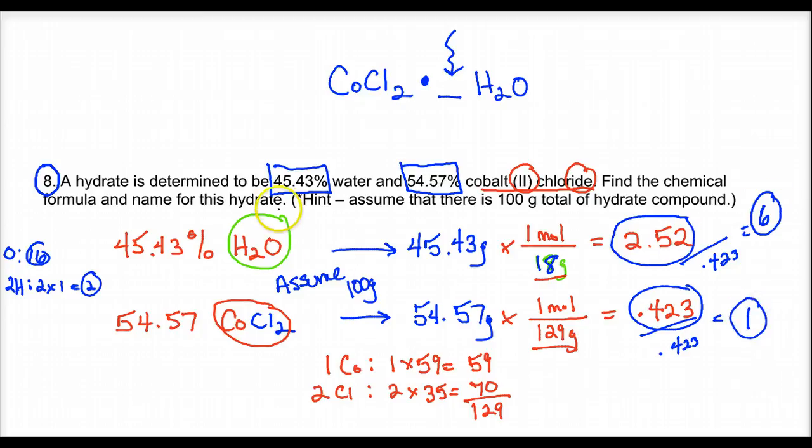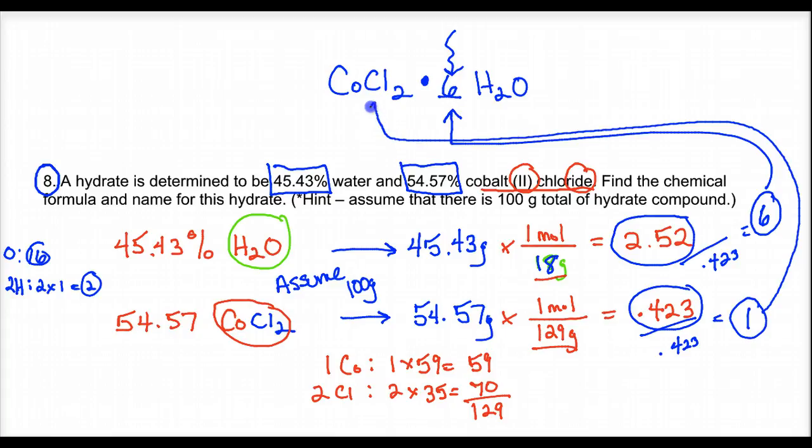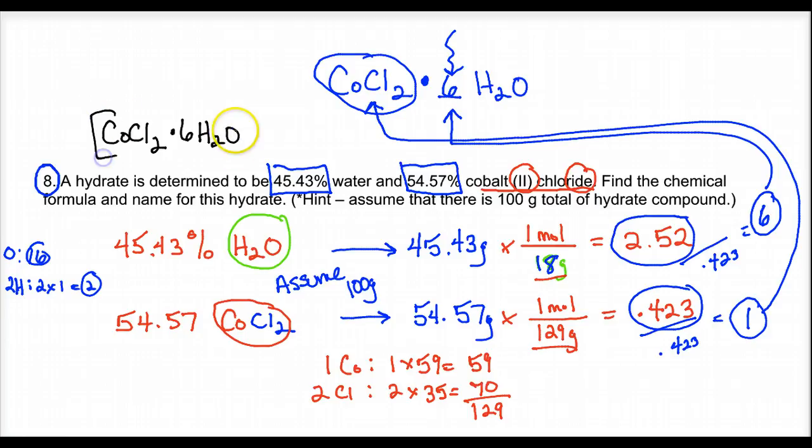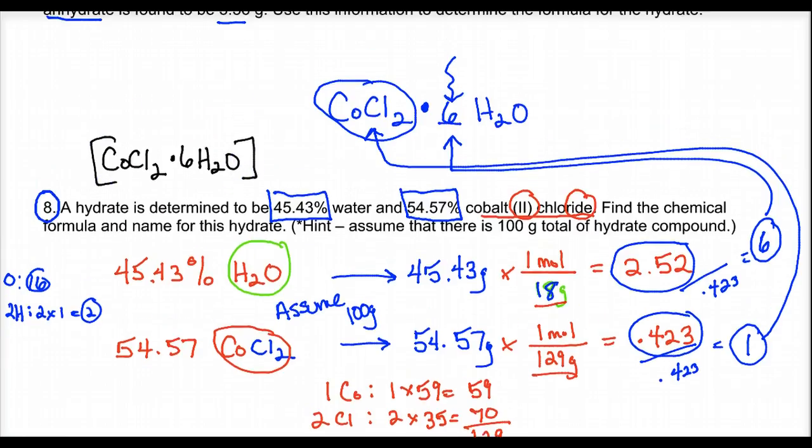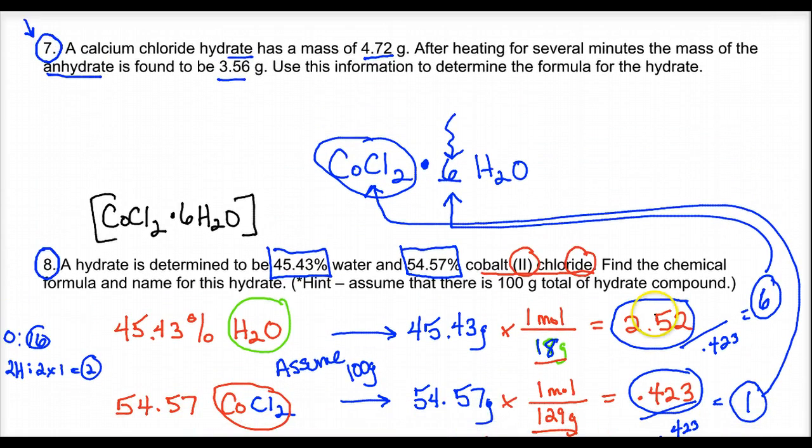So that means I have what? 6 waters. That becomes a 6 for every 1 what? Anhydrate. One of these is 1. So the chemical formula, party people, is CoCl2 dot 6 H2O. That's your answer. Okay, so try number 7. If you have time in class, do that for homework. Thank you.